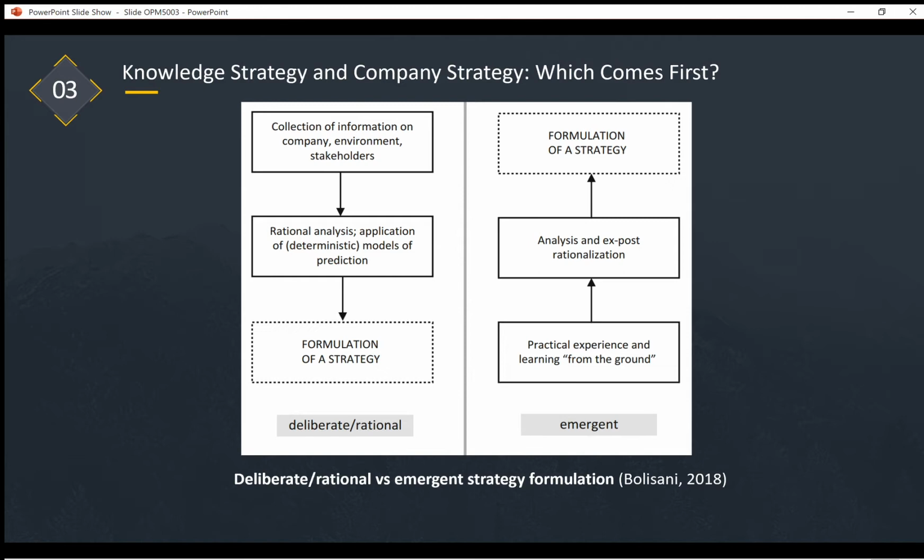Conversely, emergent strategy formulation assumes that little knowledge can be available in advance on markets, competitors, new technology, and even internal components of the company. The decisions and courses of action that appear to provide better results emerge from bottom to top, are noticed and selected, and maybe can later be declared as a company strategy.